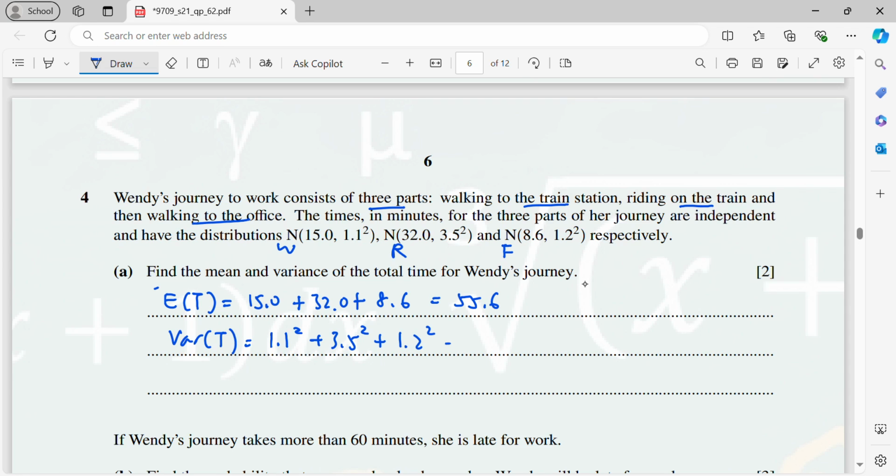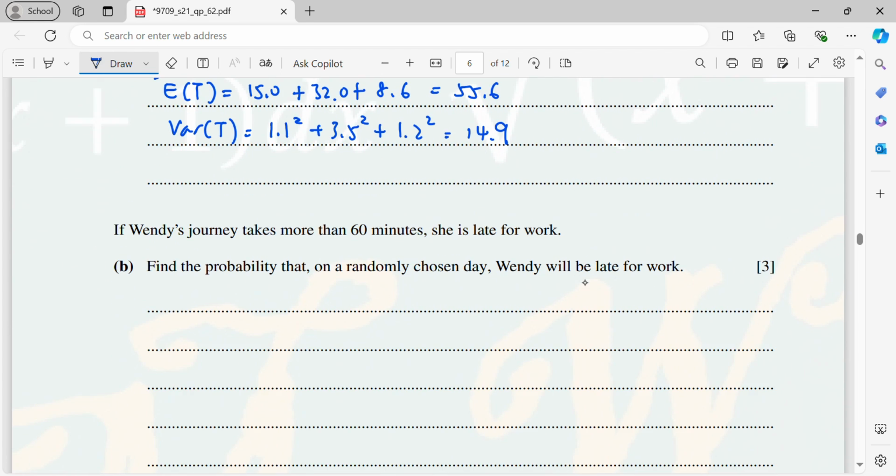And then you will be getting 14.9. Okay, now B, if Wendy's journey takes more than 60 minutes, she is late for work. Find the probability that on a chosen day, Wendy will be late for work. So from here, I know that the total time is normally distributed with mean 55.6, variance 14.9. When the total journey takes more than 60 minutes, then she will be late. Now you need to count the probability that she will be late. So it means P(T > 60).